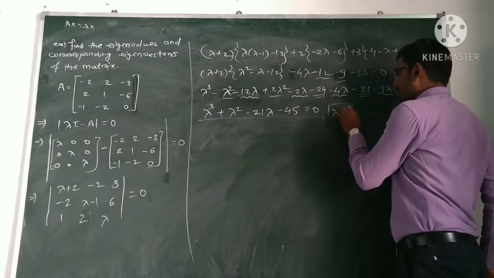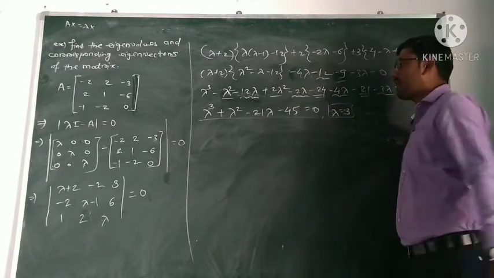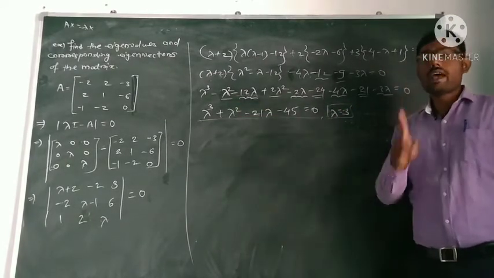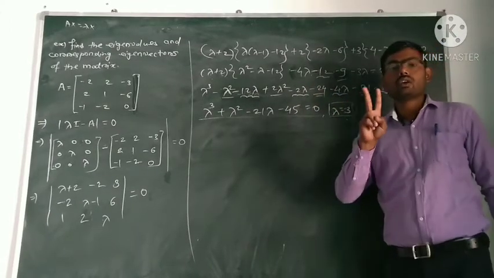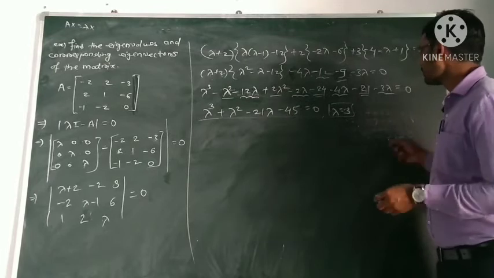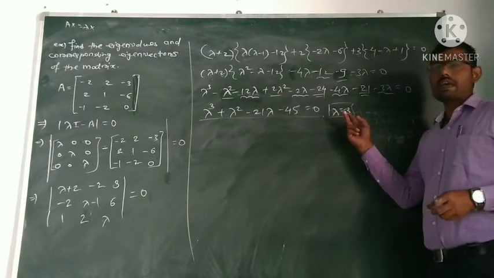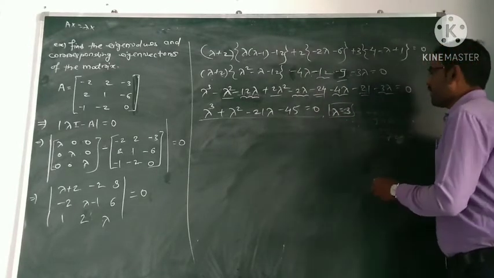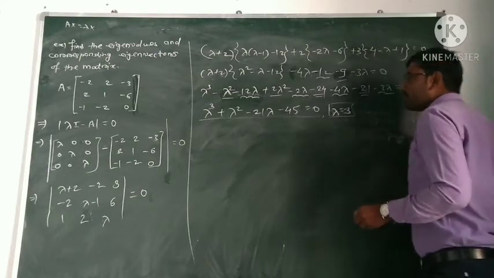So lambda is equal to minus 3 is one eigenvalue of this matrix. Remaining two eigenvalues we will find later. So this is one eigenvalue. Okay. So the other eigenvalues we will find by synthetic division.